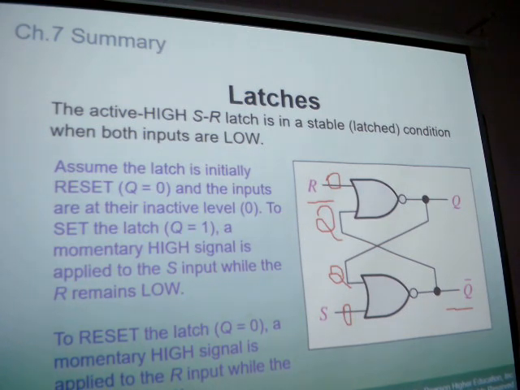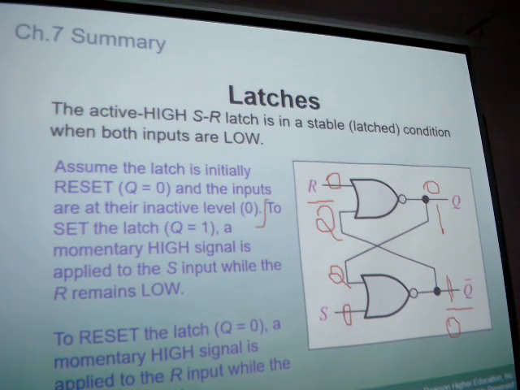So we know that if R equals 0 and S equals 0, then the latch will retain the initial value. If Q equals 0, then Q bar equals 1. If Q equals 1, then Q bar equals 0. So 0 will make 1, and 1 will make 0. So the values of Q and Q bar will remain forever if R equals 0 and S equals 0.